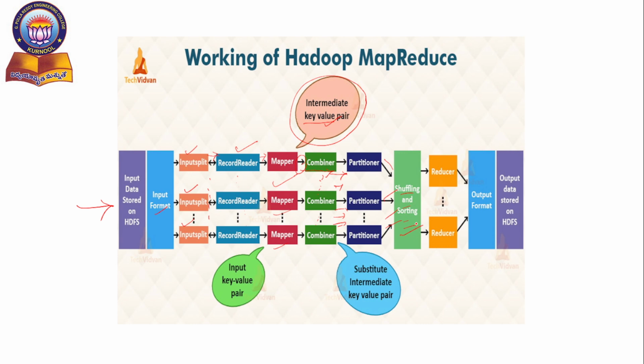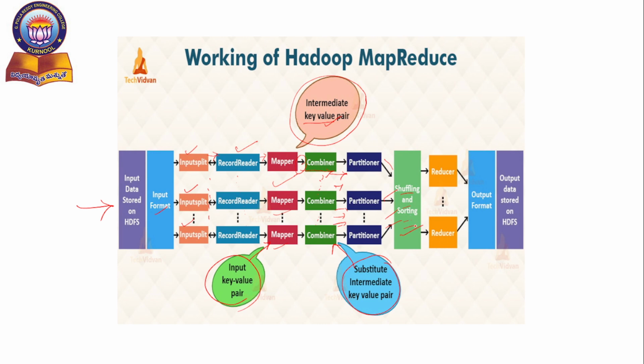So this is the place where the data shuffling and sorting will be done based on the intermediate key value pairs. Right. So here, as seen, the input key value pair is generated from the mapper. Here, a substitute intermediate key value pair will be generated after the combiner phase. So all this data will travel to the shuffling and sorting phase.